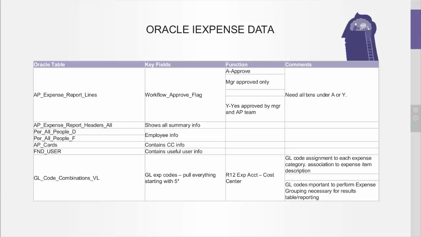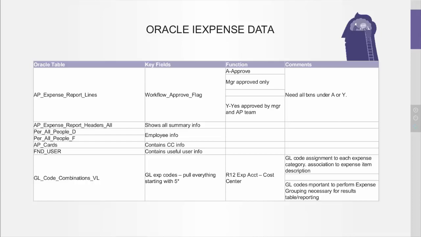But I think that's about it. Actually, we've got some still takeaways. But I did want to talk a little bit about the Oracle iExpense data that you folks are using. So for the folks that are on the line that use Oracle iExpense, this might be some interesting information for you. And you'll receive the slides after our session, so you don't have to be furiously jotting down notes. But these are some of the Oracle tables that we went after to pull the data down from Oracle iExpense directly. So the expense report lines, the expense report headers, the people table, the employee table, the AP cards table, user tables, and the GL code combinations table all were really important.